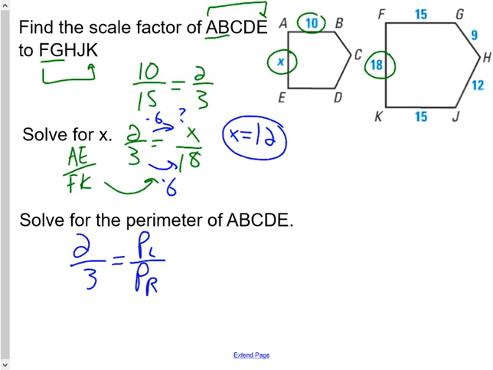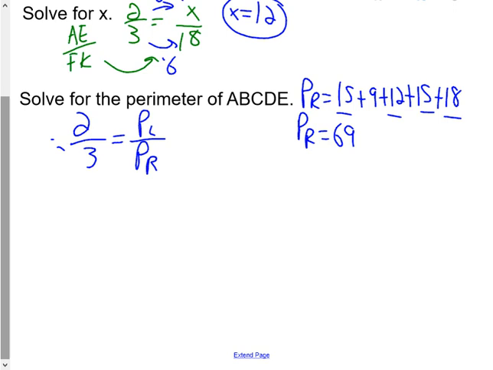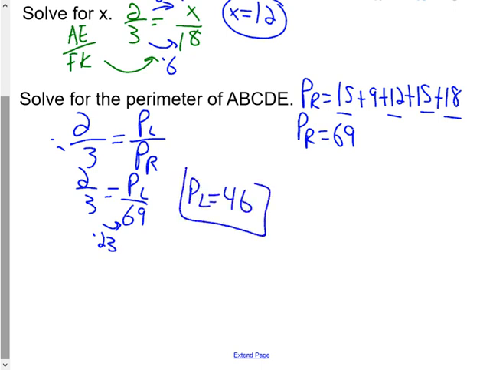Okay. Now we have information for the perimeter of the right. Perimeter of the right equals all those sides added up together. 15 plus 9 plus 12 plus 15 plus 18. Right, so we've got 30, another 30, 60. We got the right side perimeter 69. So we're going to plug that in where that goes. So 2 to 3 equals, we don't know, over 69. And the rule is times 23. So P equals 46. Perimeter is units, so I'll write units in there.